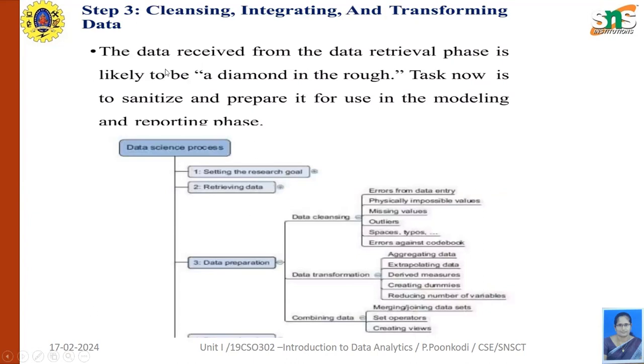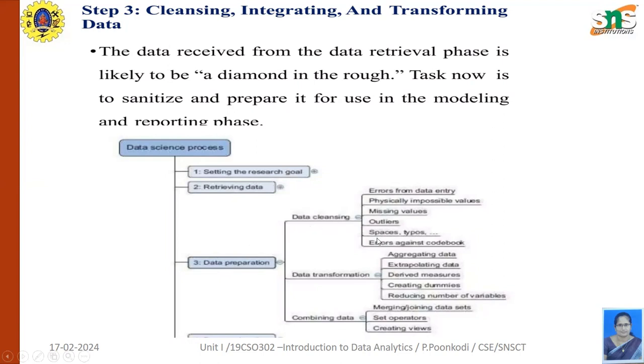The data received from the data retrieval phase is like a diamond in the rough. After receiving the diamond, if you see there is no shape, nobody is able to wear it. But after giving it shape, it can be used by other persons, right? The task now is to sanitize and prepare it for use in the modeling and reporting phase. It has 3 stages. The first one is data cleaning, then data transformation, and combining the data.